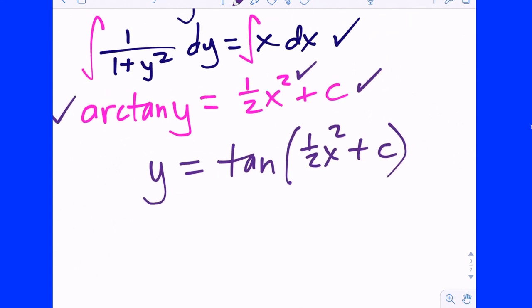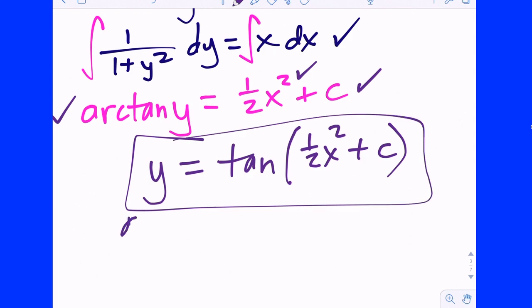All right, there you go. You solve for y. There is the general solution. And if you had an initial condition in an ordered pair, you could plug it in and find the value of c. C is now inside the angle.